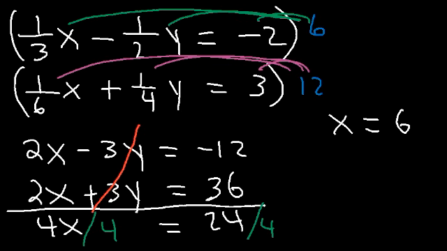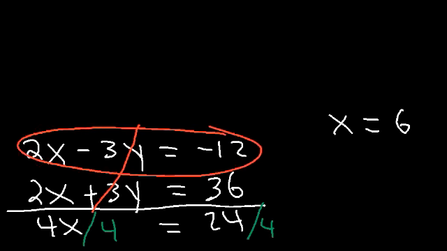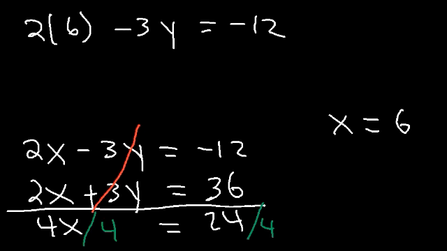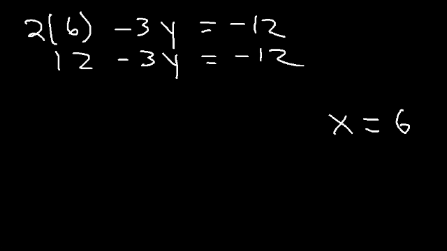So now we've got to find y. We really don't want to use the equations with the fractions, so let's get rid of them. Let's use this equation. So let's replace x with 6, and let's solve for y. 2 times 6 is 12. And to isolate y, to get it by itself on the left side, we need to subtract both sides by 12.